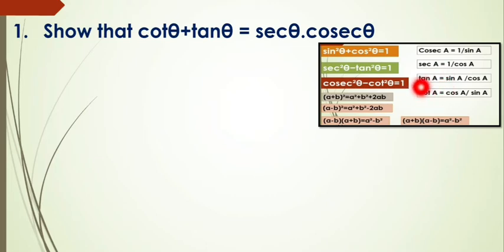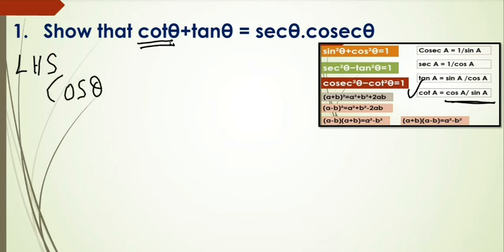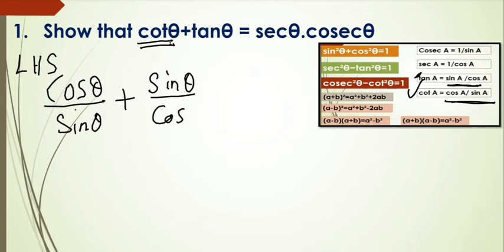Convert cot theta and tan theta in terms of sine and cos. Here cot theta, or cot A, can be written as cos A by sin A. That means instead of this cot theta, we have to write cos theta by sin theta. Just proceed with that. This is a show-that problem. We have to take the LHS. Here instead of cot theta, we can write cos theta by sin theta. So I am taking cos theta by sin theta plus tan theta. Tan theta can be written as sin theta by cos theta.